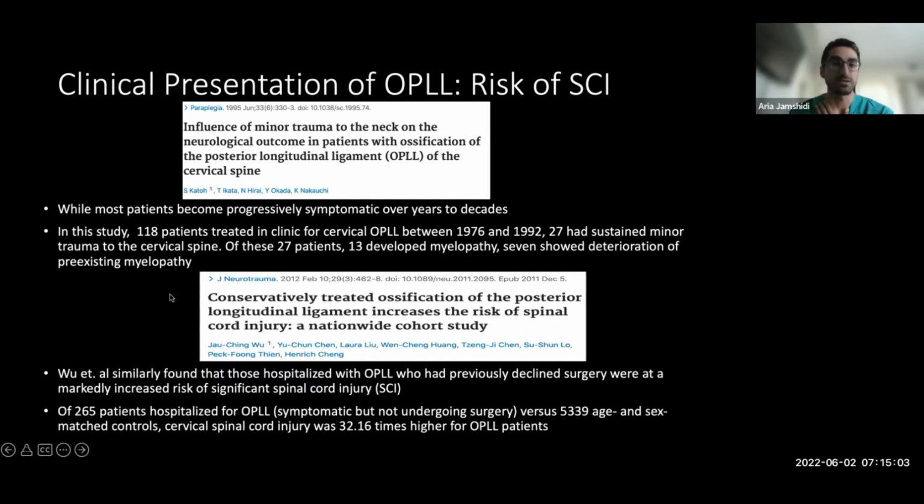And then similarly in 2012, Wu et al., published in the Journal of Neurotrauma, looked at 265 patients hospitalized for OPLL. These are patients who actually were refusing surgery. They then followed these patients long-term and found those patients who were symptomatic but refused to undergo surgery later on were 3 times higher of developing cervical spinal cord injury on interval follow-up.